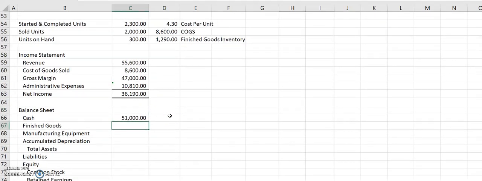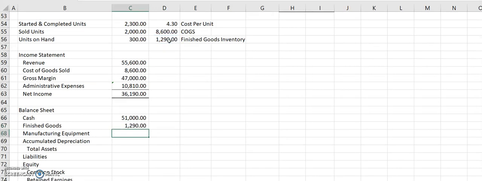Our finished goods inventory, we calculated that above as we were looking at our units that we started and completed, the units that we sold, and the units that we still had on hand. So our finished goods inventory, this 1,290, is what we calculated back in video 2.